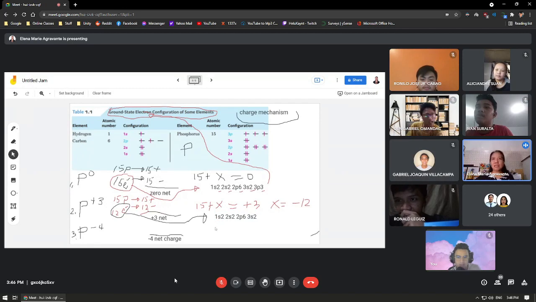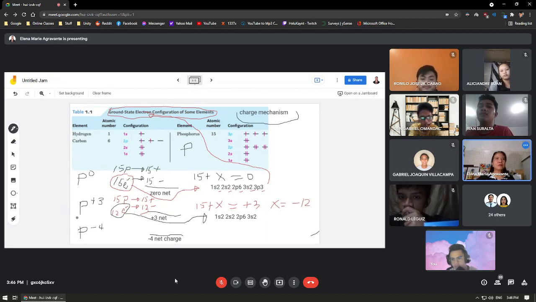Okay. So notice they differ in the electronic configuration. This is the ground state. However, this is not the ground state. This is the current state of your positively charged phosphorus. Now let's take a look at the third species, the P negative 4. I will erase this one because it might confuse you.